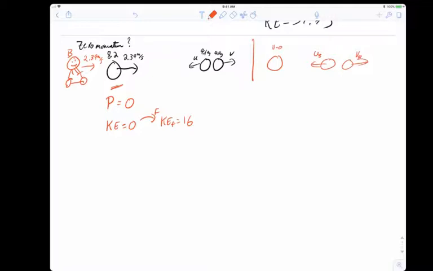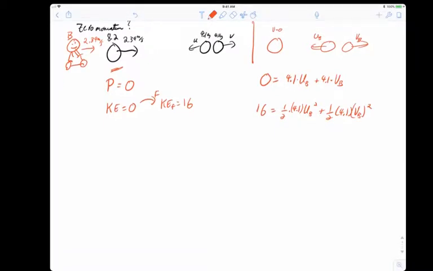So what are their velocities? According to this person, the total momentum is 0. So if I use conservation of momentum, this becomes 4.1 times UB plus 4.1 times VB. And the kinetic energy, 16, is equal to 1/2 times 4.1 UB squared plus 1/2 times 4.1 VB squared. And if you're not paying attention, this equation tells us that UB is equal to minus VB. And that totally makes sense.